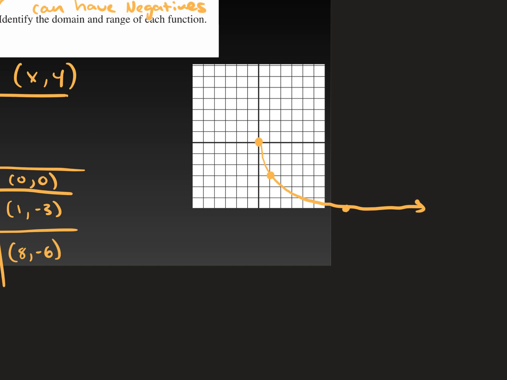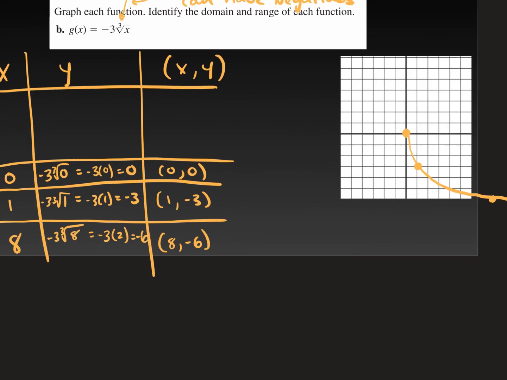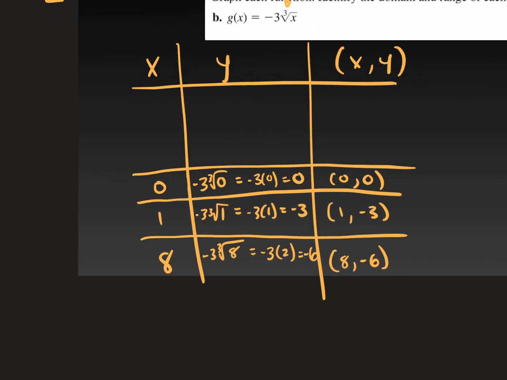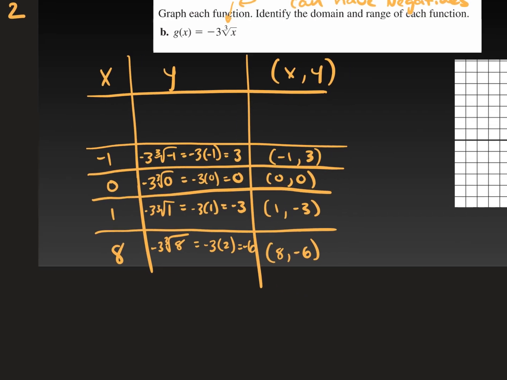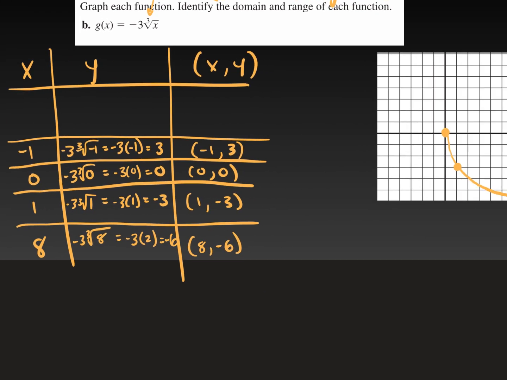But what did we say that we can have here? Negative numbers. So what else should I try to plug in? Let's plug in negative 1. So I have negative 3 times the cubed root of negative 1. What is the cubed root of negative 1? Negative 1. Awesome. So negative 3 times negative 1 is positive 3. So my point would be negative 1 comma 3. So let's put that on our graph. We go to the left one and up 3.